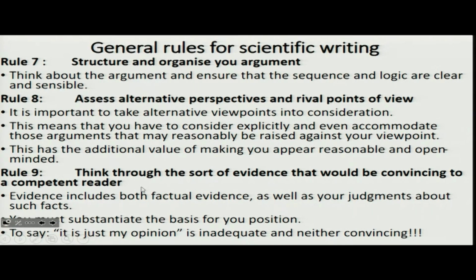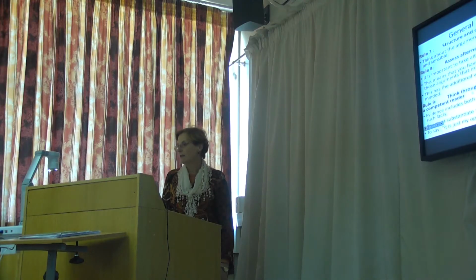Then rule number 9: think through the sort of evidence that would be convincing to a competent reader. Evidence includes both factual evidence as well as your judgment about such facts. You may substantiate the basis for your position. To say "in my opinion" is not allowed. In research, a researcher does not have an opinion except in your conclusions and your recommendations. Furthermore, none of your opinions.